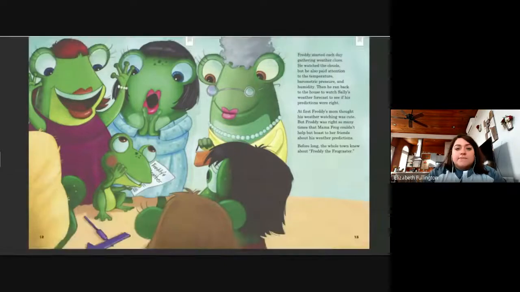At first, Freddy's mom thought his weather watching was cute. But Freddy was right so many times that Mama Frog couldn't help but boast to her friends about his weather predictions. Before long, the whole town knew about Freddy the Frogcaster.